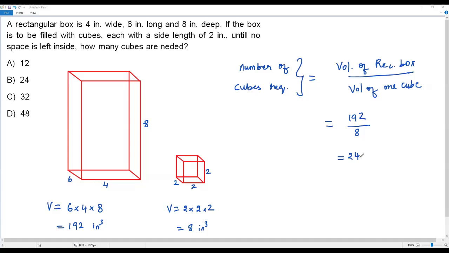So 24 cubes of side length 2 inches are required to fill this rectangular box with no space left inside. So the answer for this question is 24. We find 24 in option B. So the correct answer choice is option B.